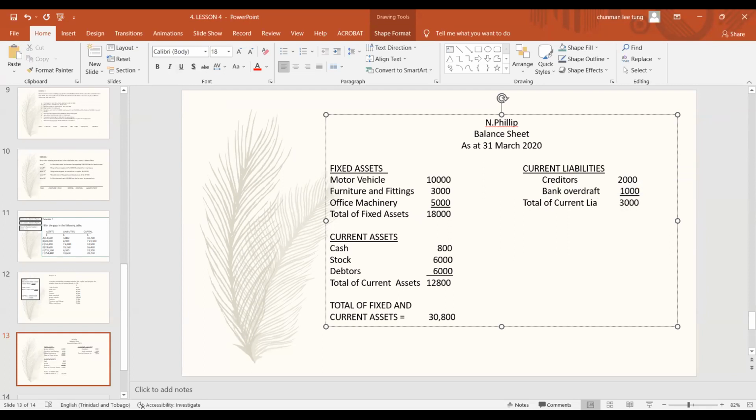Okay, moving on. Our next item there is long-term liabilities. Of course, we have our loan, which is our long-term liability. A bank loan for $5,000.